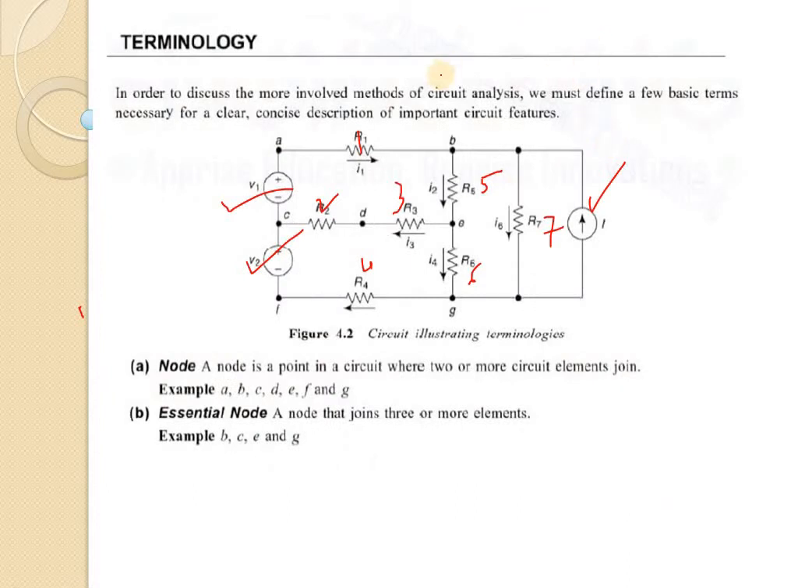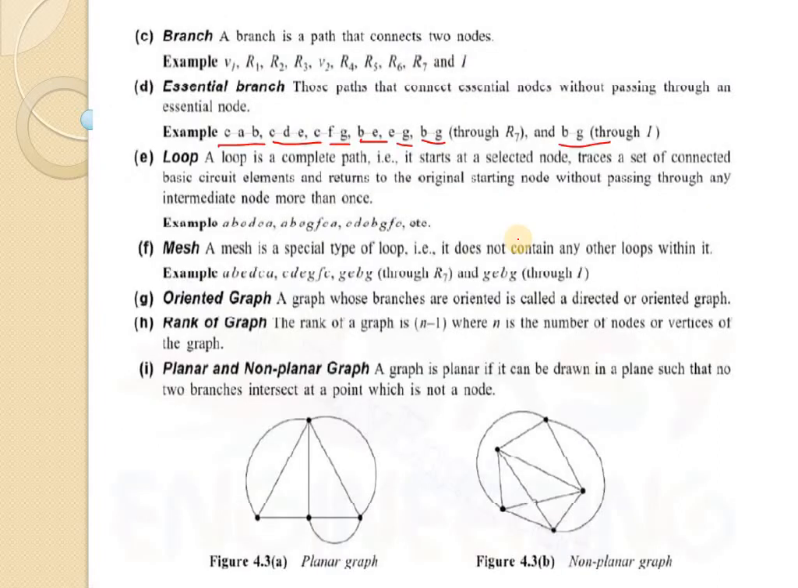That means, see, this is a mesh, that is A, B, E, D, C. This is another mesh, that is C, D, E, G, F. This is another mesh and this is another one. In that way, all the meshes are there.